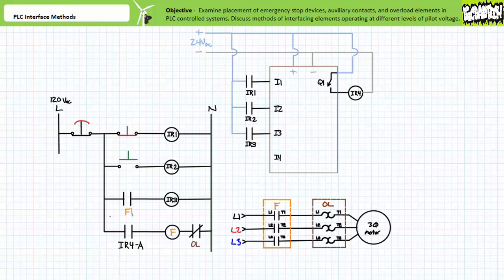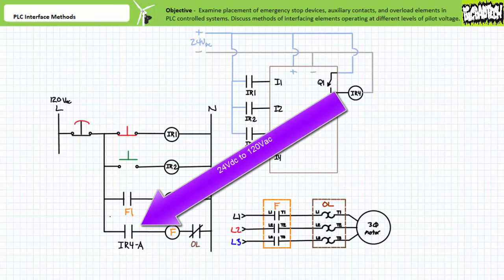Then, one would hardwire interposing relay IR4's 120 volt AC rated contacts such that it makes or breaks connection to the 120 volt AC rated F contactor coil hardwired in series with the normally closed overload contacts. The task of interposing relay IR4 is essentially the opposite of IR1, 2, and 3, being the translation of the 24 volt DC pilot level signals used by the PLC into 120 volt AC usable by the field output device.